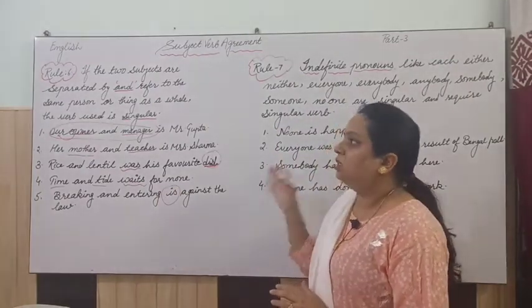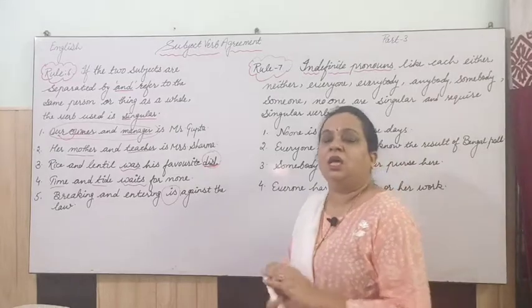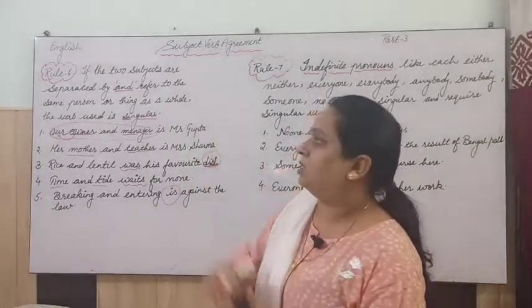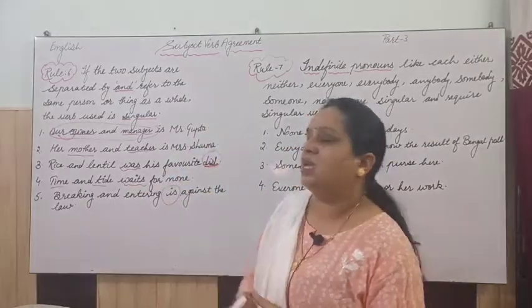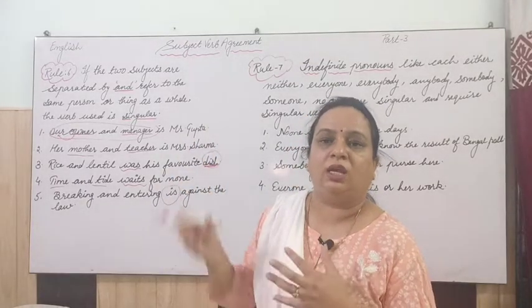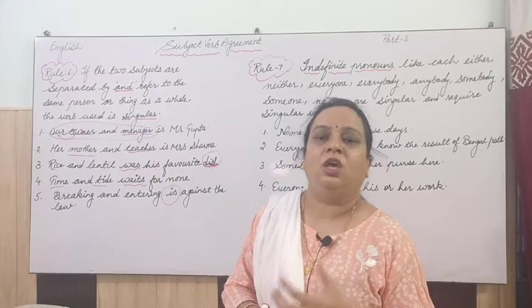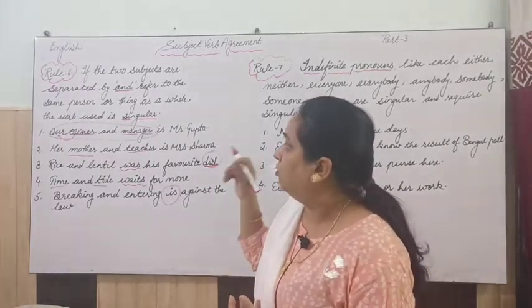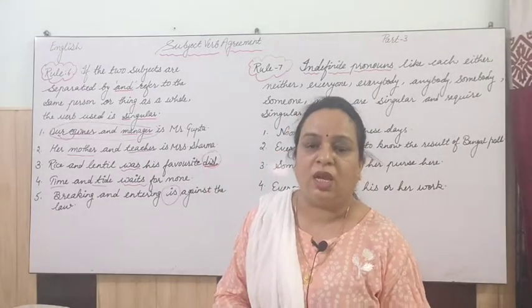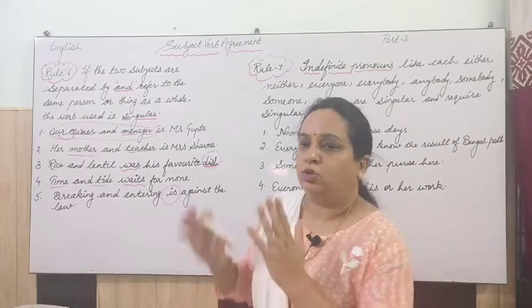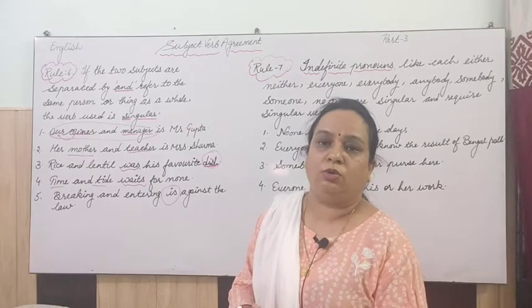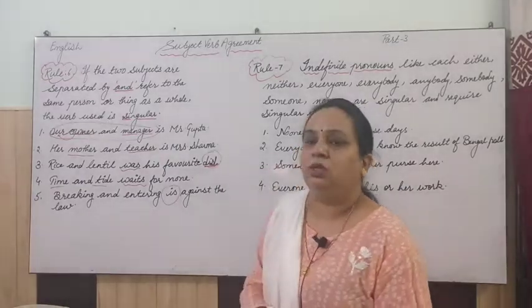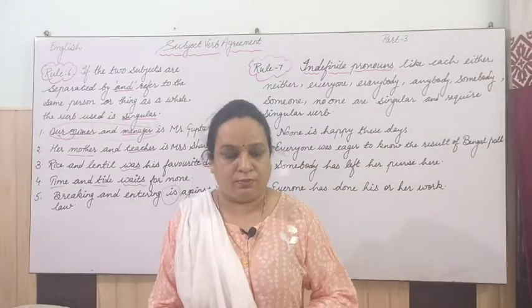So this is what rule number 6 says: if the two subjects which are separated by "and" are making only one person or thing, they are talking about only one person, one thing, so the verb which we have to use here is a singular verb. So quickly take a screenshot of this rule number 6 and note it down in your notebook, and then we will go towards rule number 7.